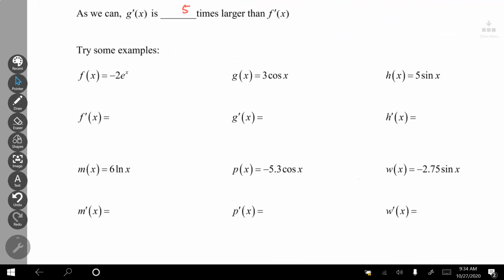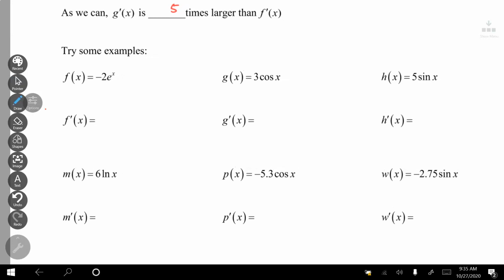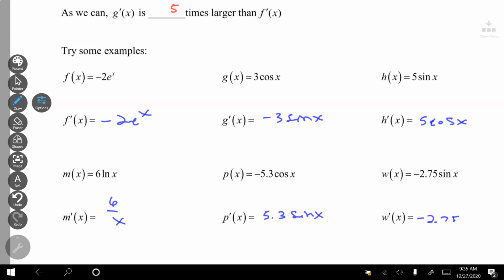So let's try some of these. These aren't too bad. These are pretty quick and easy. Negative 2e to the x. G prime is negative 3 sine of x. This is going to be 5 cosine of x. And this is 6 over x. This is going to be positive 5.3 sine of x. And then finally, negative 2.75 cosine of x. And those are very basic derivatives using our rules that we've set up before.